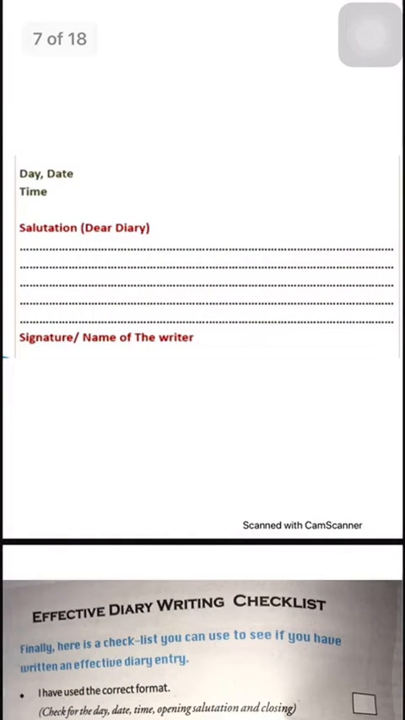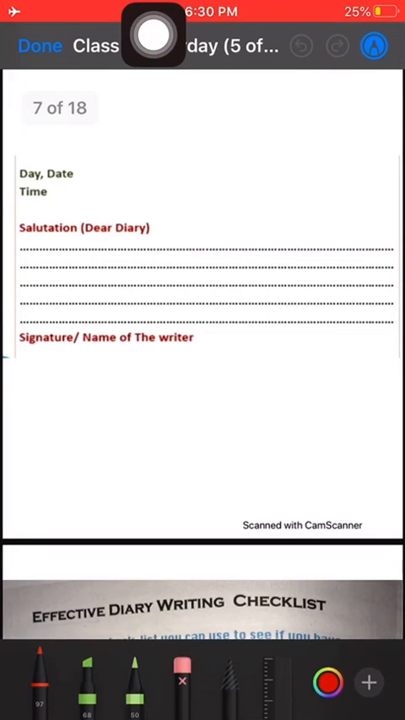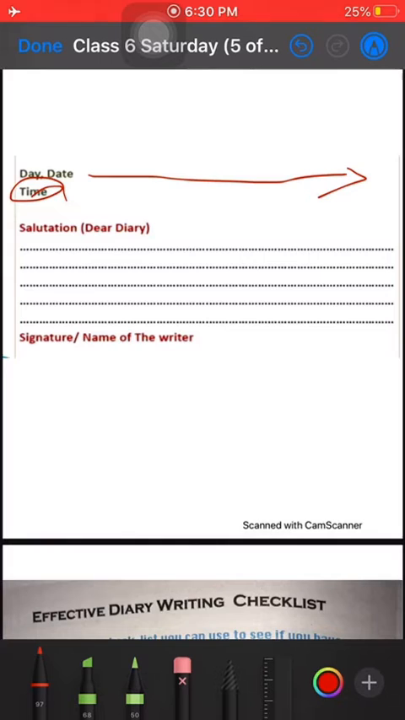Yes, students, as I told you about the format, in this way you have to write the first day, then date, then time. Time could be written below the day and date also, in the same line at the right corner also. Then the salutation, in which you have to write dear diary or dear whatever the name is being given to your diary. Then the main content, I already told you how to start.